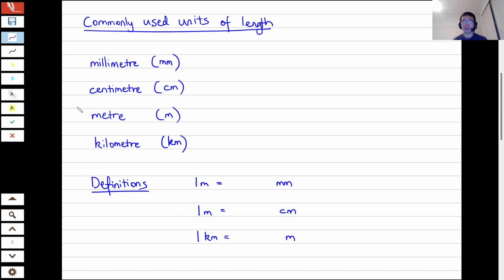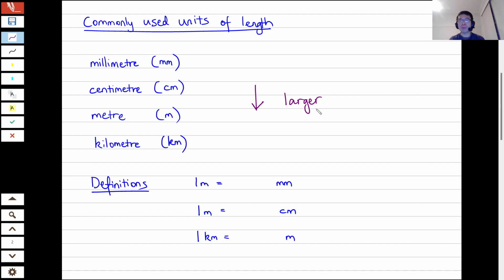Most of you probably also have a ruler. For example, a 30 centimeter ruler. And on one side, you'll have measurements in centimeters, and on the other side, you'll have measurements in an even smaller unit called the millimeter. So as I go down this page, the units are getting smaller.